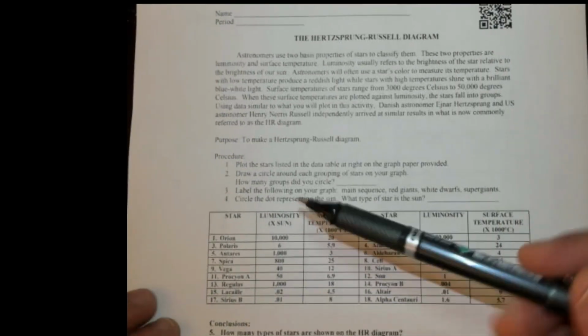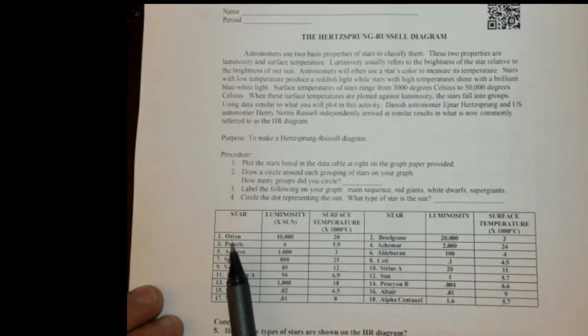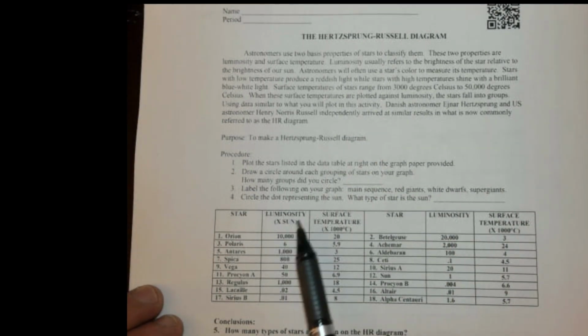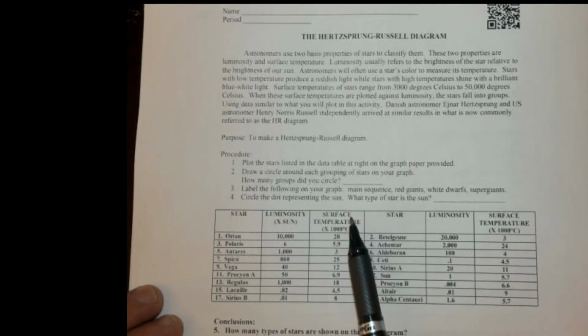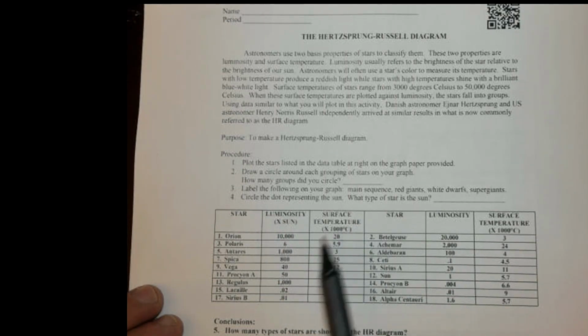So let's take a look at the ones that we have here. We have our first one, which is the star Orion. That has a luminosity of 10,000 and a surface temperature of 20,000. Now, considering here we have times 1,000, we're just going to go with the 20 on the bottom and the luminosity of 10,000 on the side.